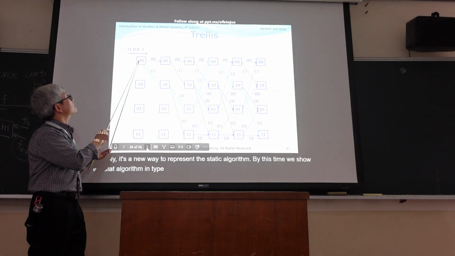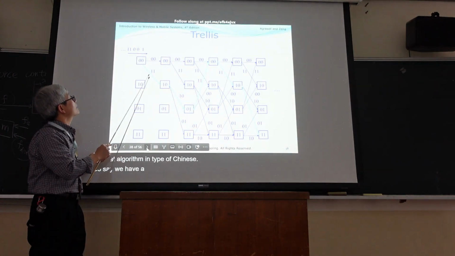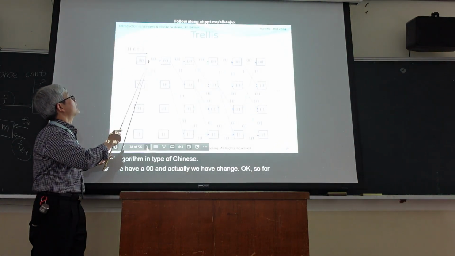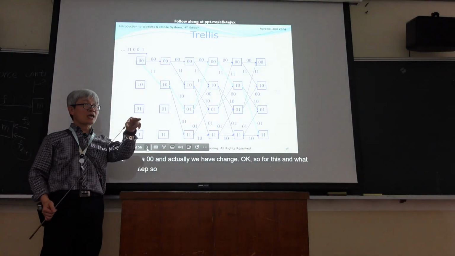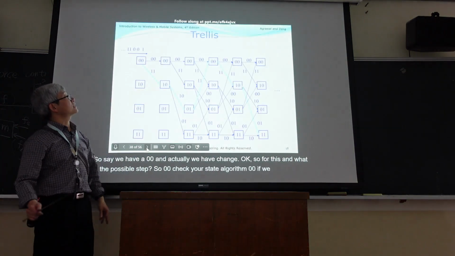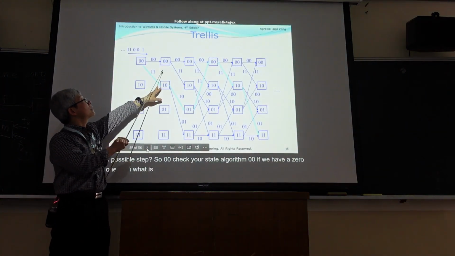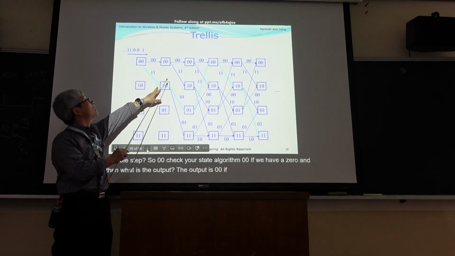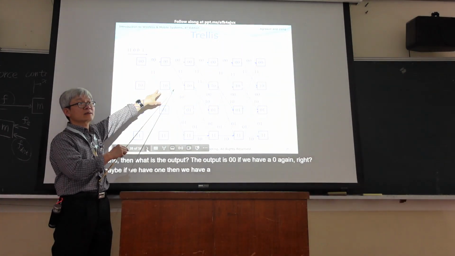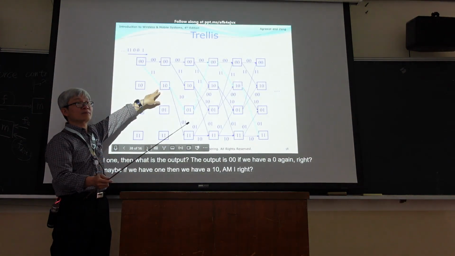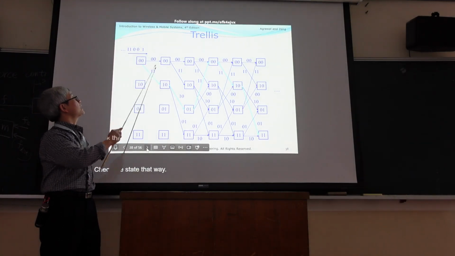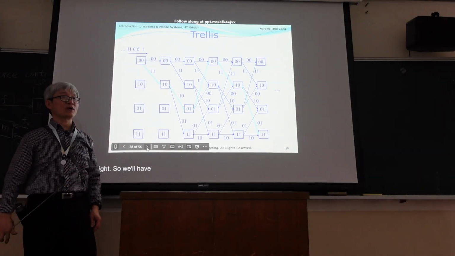So same, we have 0, 0. And actually we will have changes. What's the possible state? So 0, 0. Check your state diagram. 0, 0. If we have a 0 and 1, then what's the output? The output is 0, 0. If we have a 0 again, or maybe if we have 1, then we have 1, 0, right? Check the state diagram. So we will have these, but for the others, later we can check further.